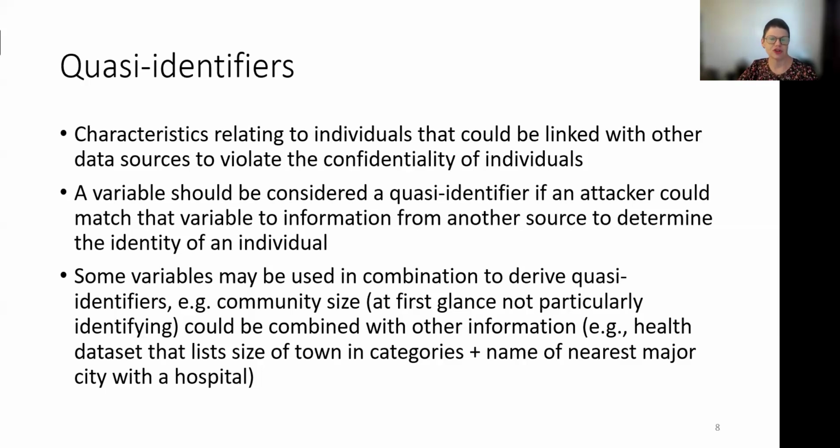Some variables may be used in combination to derive quasi-identifiers. For example, community size could be combined with other information. An example I saw was a health data set that had categories for what size a town was, plus it listed the name of the nearest major city with a hospital. Okay, nearest major city, how many towns near that major city within 100 miles have this many people in it? Oh, there's only 3 of them. Now I have a good idea where that person might live.